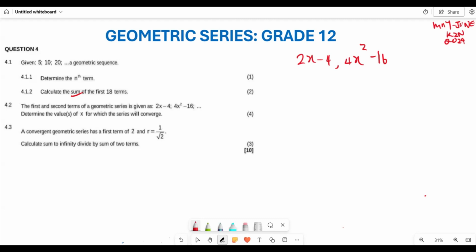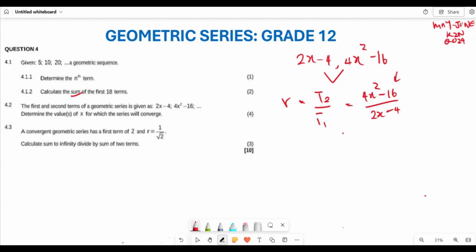Now, as soon as they speak of convergence, which means firstly, we need to find out what is the value of your r, right? And remember, when we're looking for our r, it is always term 2 divided by term 1, right? So in this case, this is going to be same as 4x squared subtract 16, divided by 2x subtract 4.